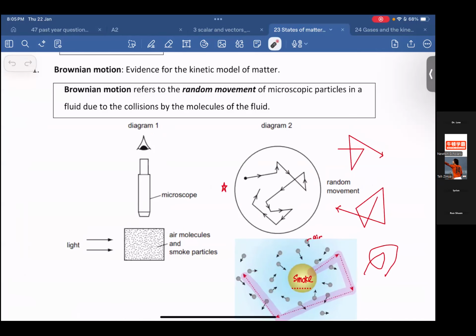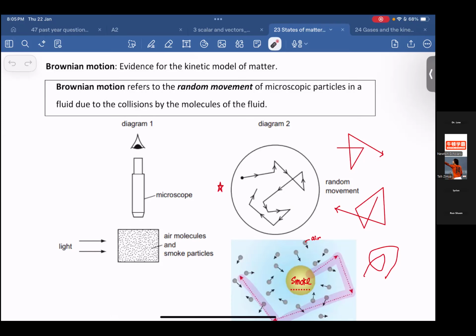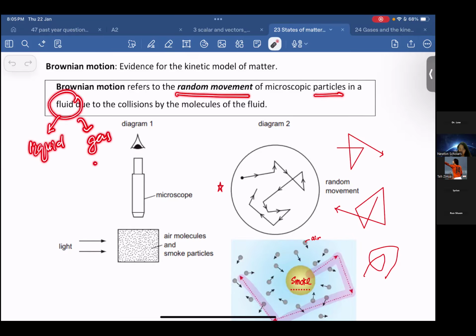Brownian motion is actually evidence for the kinetic model of matter. It is a random movement of particles moving in a fluid. Fluid here could be liquid or gas. In gas, we can use smoke particles. We observe the smoke particles and find that they change direction, move randomly, and move in a zigzag path. In liquid, we can observe pollen grains moving in water, because they collide with the water. So for fluid, we have two: liquid and gas.